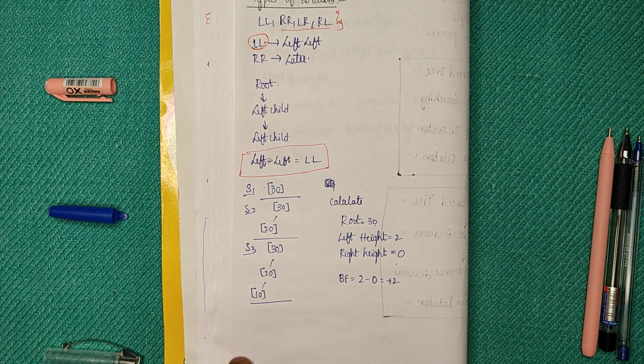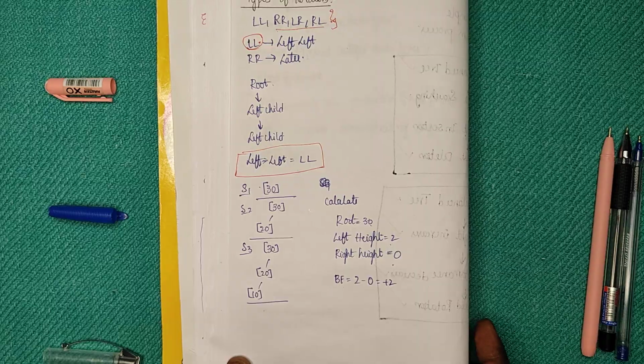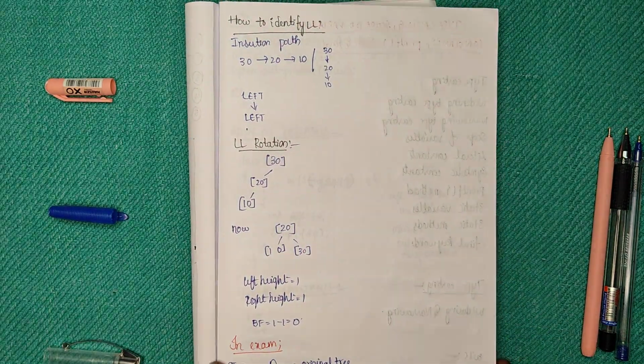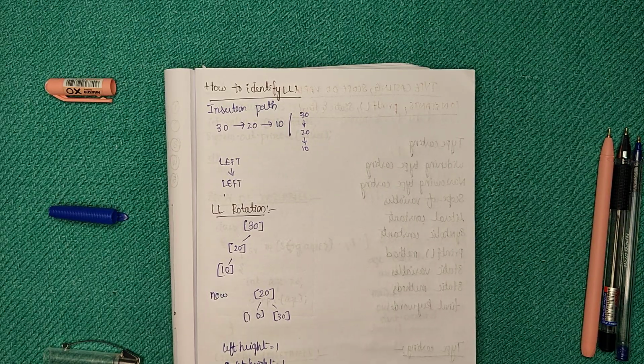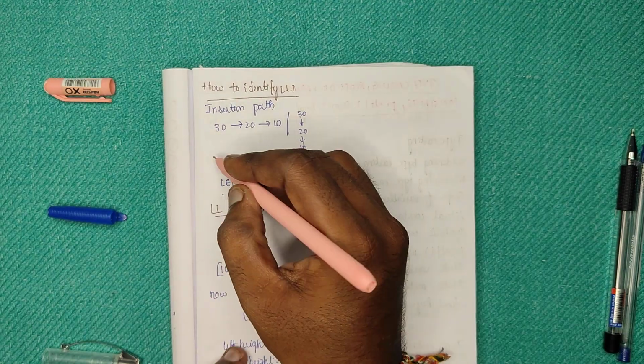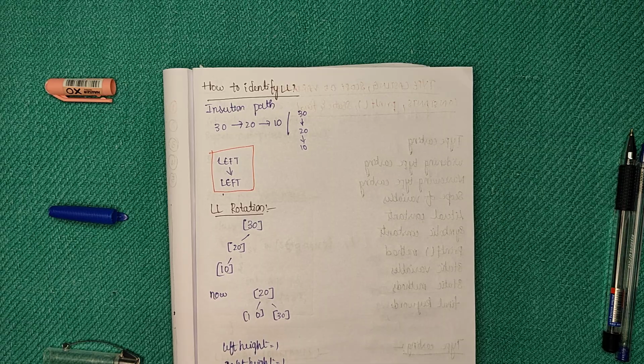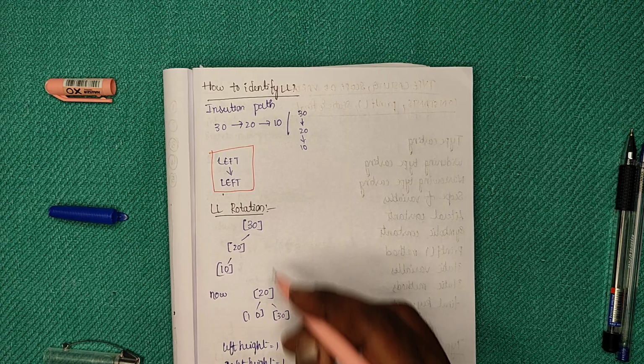Okay, so how to identify LL? The insertion path is 30, 20 and 10. We travel left then left, therefore this is the LL case. You will love this trick. Now LL rotation, so observe this.